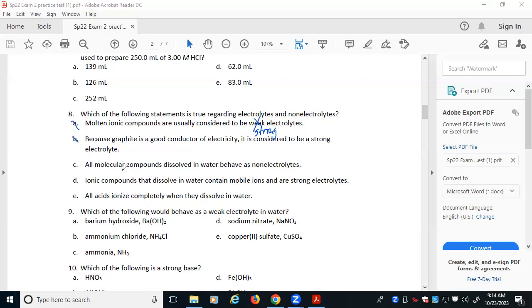All molecular compounds dissolved in water behave as non-electrolytes. Well, that sounds pretty good. Sugar doesn't conduct electricity. Alcohols don't conduct electricity. What we're forgetting is that acids are molecular compounds. Hydrochloric acid is a molecular compound, HCl. When we dissolve that in water, it breaks apart. So it's not a non-conductor, it's actually a conductor. So acids would be the exception to this rule.